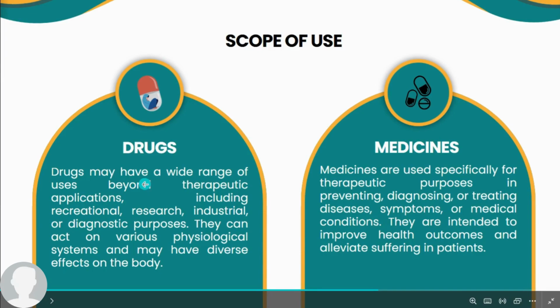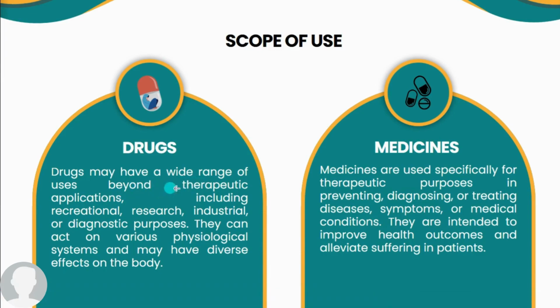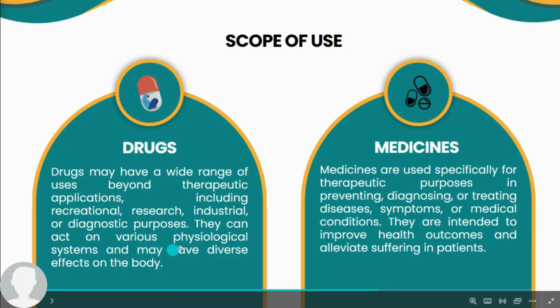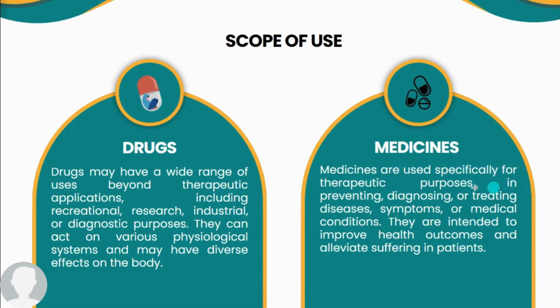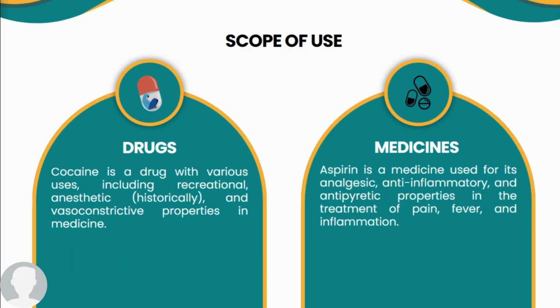Scope of use. Drugs may have a wide range of use beyond therapeutic applications, including recreational, research, industrial, or diagnostic purposes. They can act on various physiological systems and may have diverse effects on the body. Medicines are used specifically for therapeutic purposes in preventing, diagnosing, or treating disease, symptoms, or medical conditions. They are intended to improve health outcomes and alleviate suffering in patients. Very important to consider.